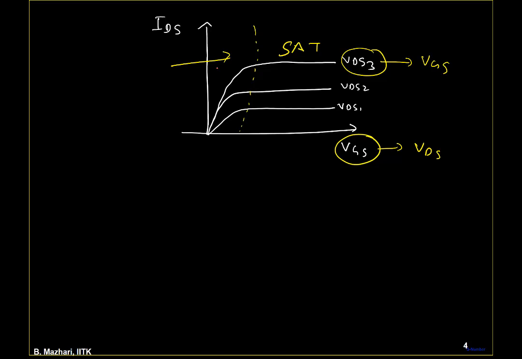Does it look linear? You're saying linear. Does it look linear? Why are we calling it linear? Another name for this region? Triode. Why are we calling it triode? Where is this triode coming from?